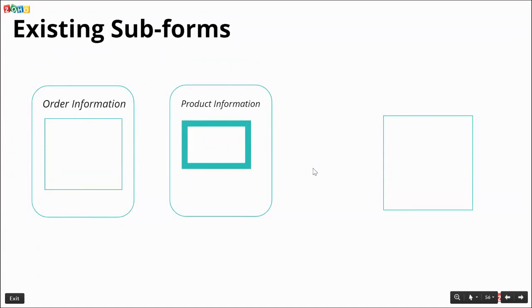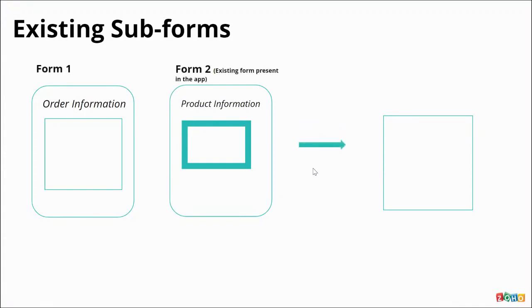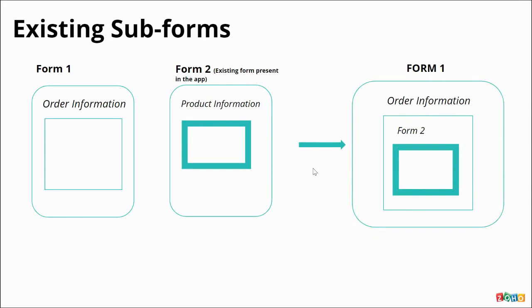So what's the difference between a blank subform and an existing subform? Here in form 1, you have order information, and form 2 is a different form that is already present within your application. Now you want to bring the product information that is available already into the order information. So with the existing subform concept, you can add form 2 into form 1.